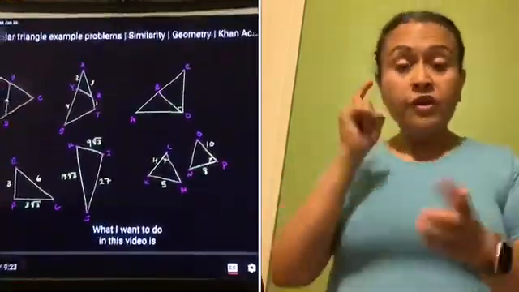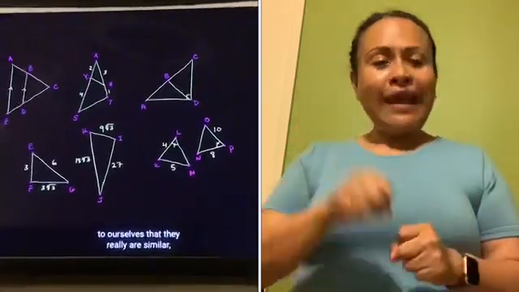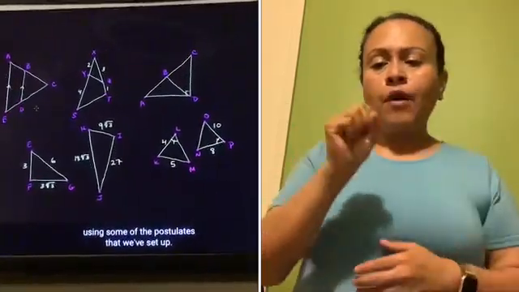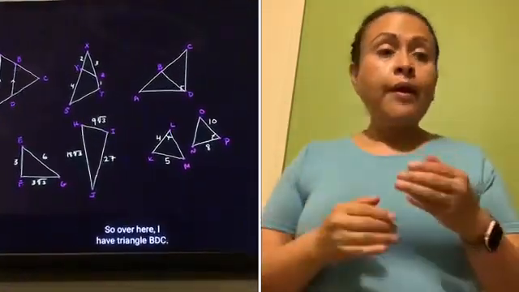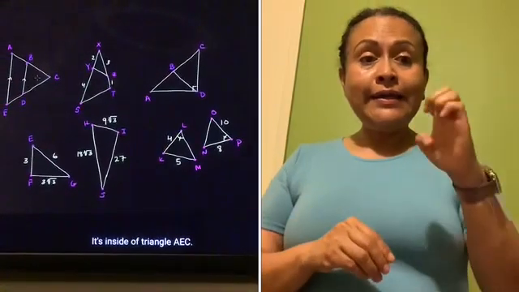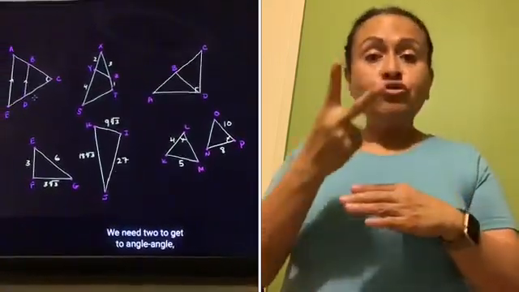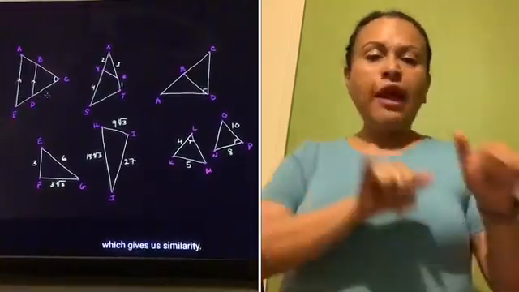What I want to do in this video is see if we can identify similar triangles here and prove to ourselves that they really are similar using some of the postulates that we've set up. So over here I have triangle BDC, it's inside of triangle AEC. They both share this angle right over there, so that gives us one angle. We need two angles to get to angle-angle, which gives us similarity.